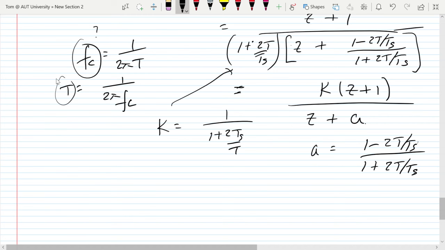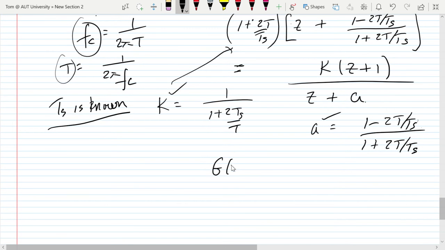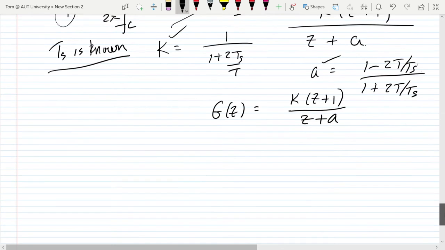Ts I know because it's my sampling rate. I've defined it in the program. So if I know T and I know Ts, I know a, and I know K now, so I've got everything. So we can write it as G of z is equal to K (z plus 1) over (z plus a), and that gives me a z transfer function.